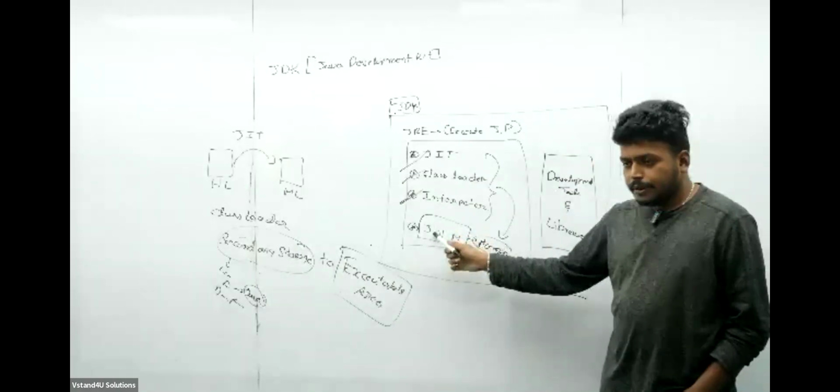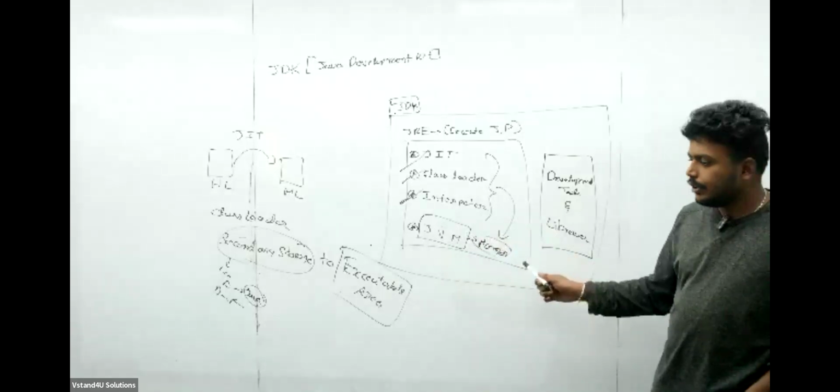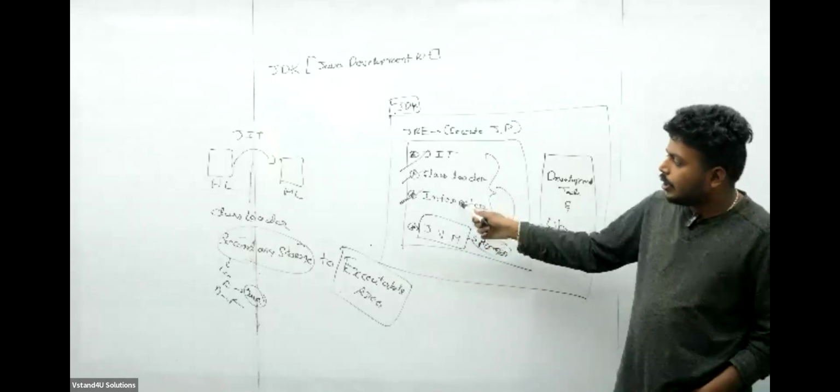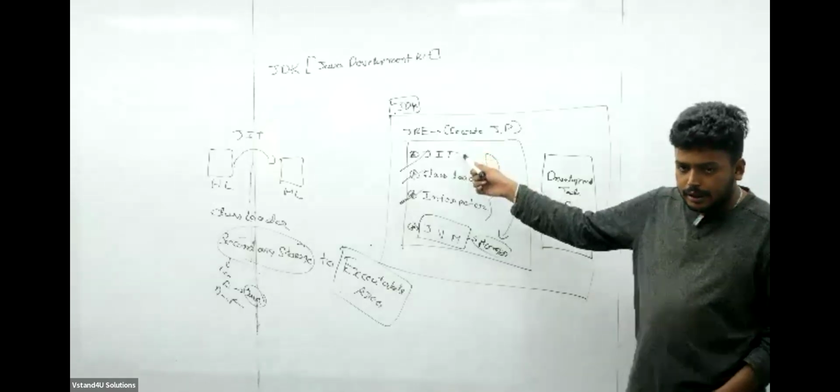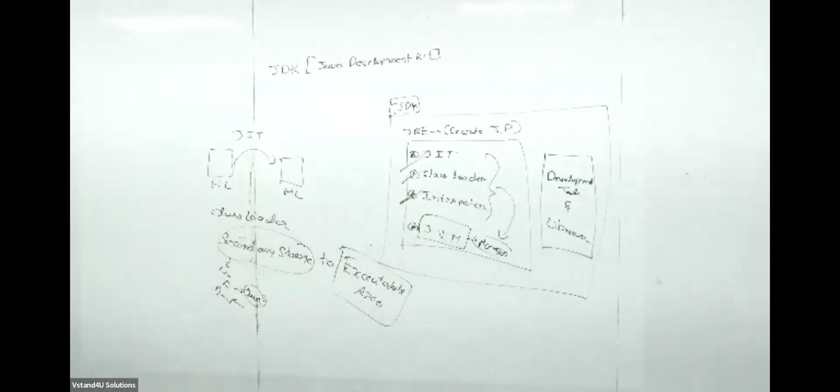The fourth component is called JVM. JVM is nothing but Java Virtual Machine. It is the manager for all these three components. Okay, understood? Done with the diagram.